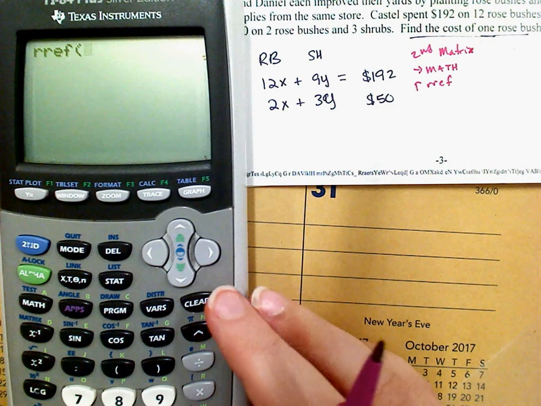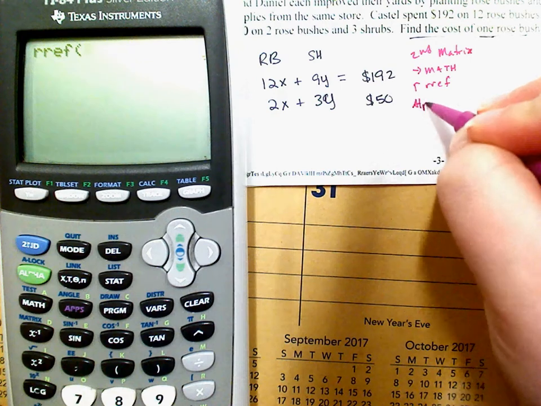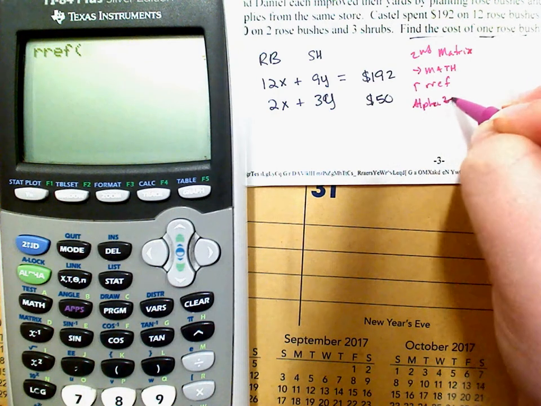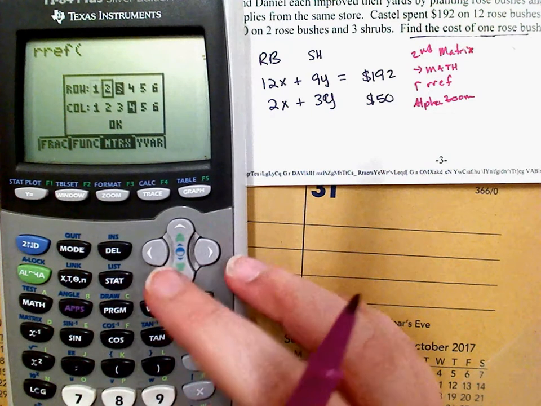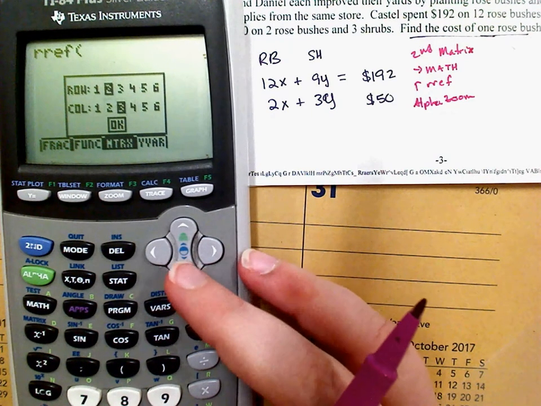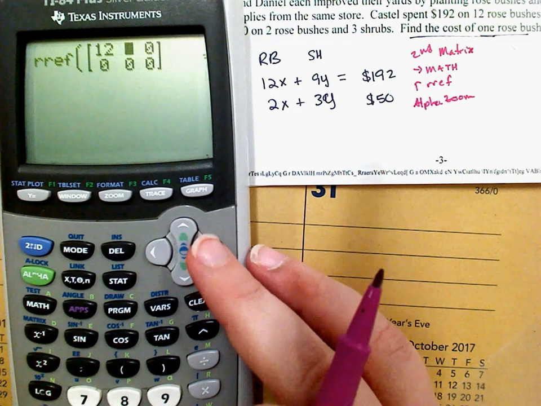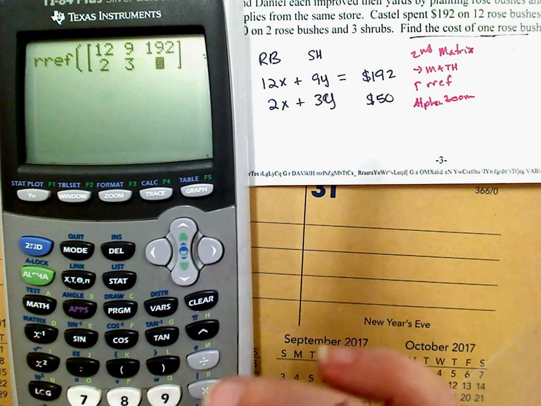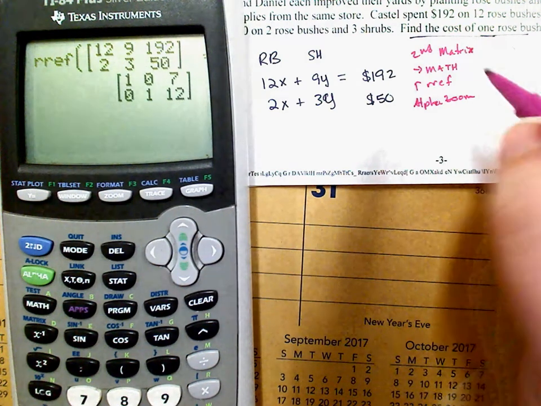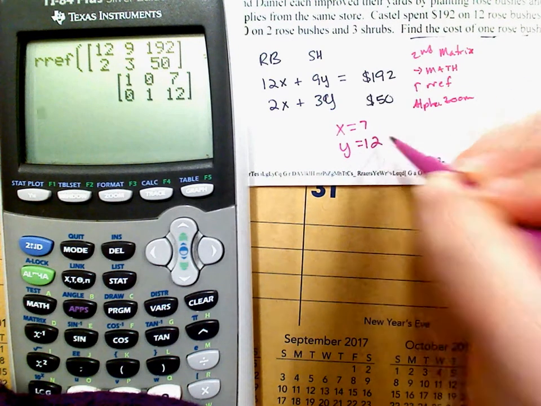And do you guys know how to put in the matrix? Alpha zoom. And this is a 2-row by 3-column matrix. So 2 by 3. And then I just enter in the numbers. So 12, 9, 192, 2, 3, and 50. And I get x equals 7 and y equals 12, but I have to actually answer the question.